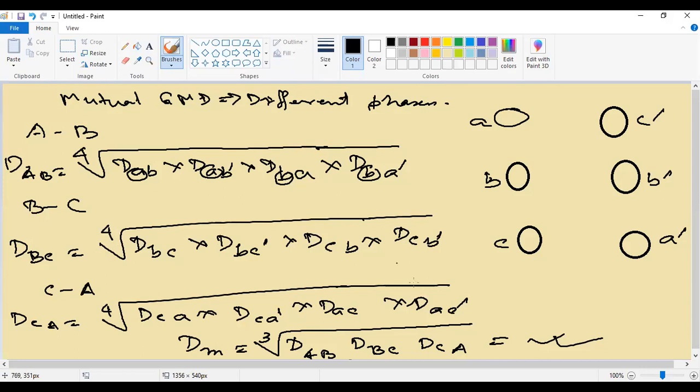Now this D term, it is very easy for a single phase line, log of D by R. For a single phase line, we can substitute D. But when we have a multi-conductor system, what will be the value of D? The formula for the inductance remains the same.